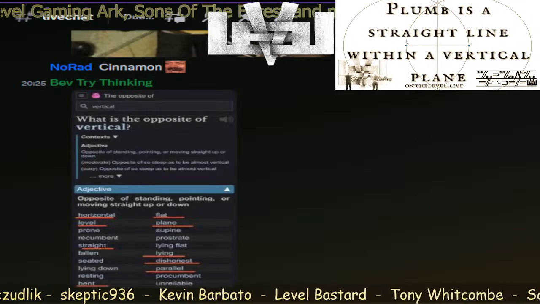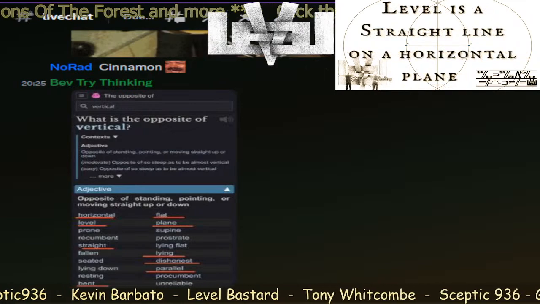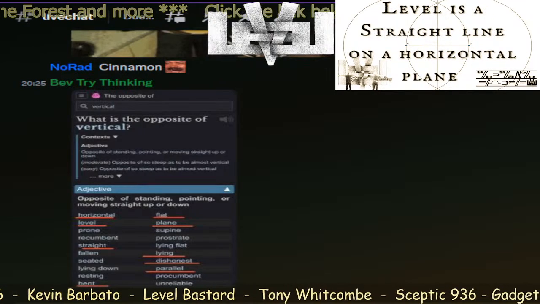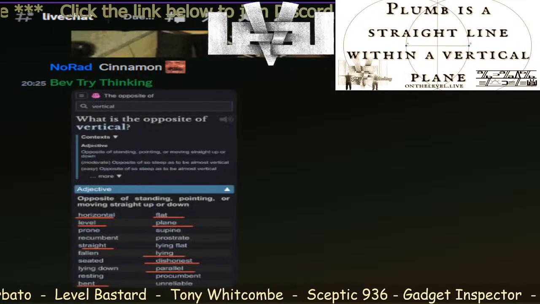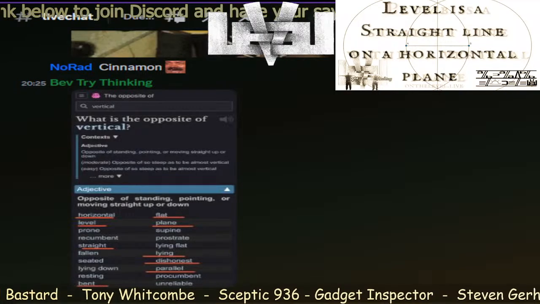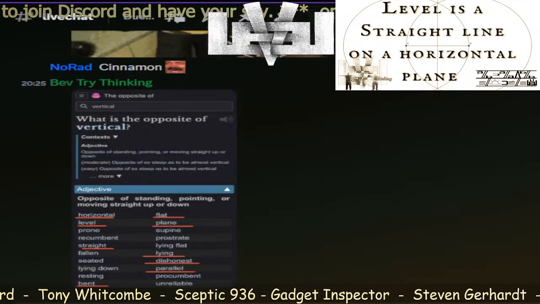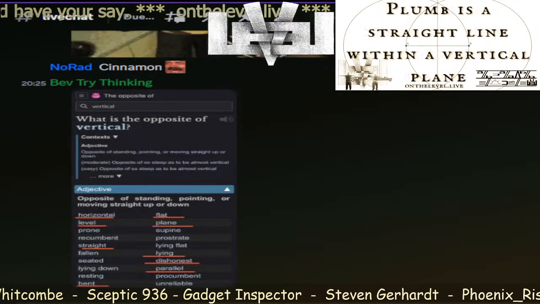How did they get there? This is another, for me, let's say, something not logical, because moving straight up or down, in opposition to moving straight up or down would be straight. Yeah. This is not complete nonsense.